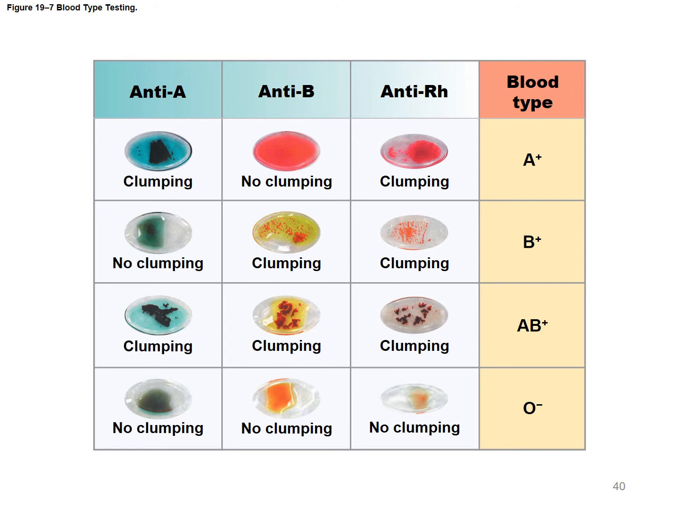So again, with the next one, you can see clumping on the anti-B. That means we have B blood. Clumping on the anti-Rh, that means it's positive. Clumping on the next one in anti-A and anti-B and anti-Rh. So clumping, clumping, clumping means we have AB positive. And then on the very last one, no clumping, no clumping, no clumping, that means that there are no antigens, and since they did not clump, that means that we have an O negative blood type.